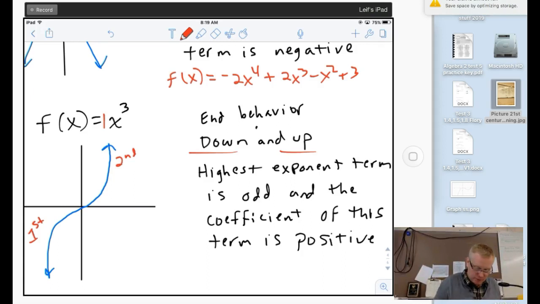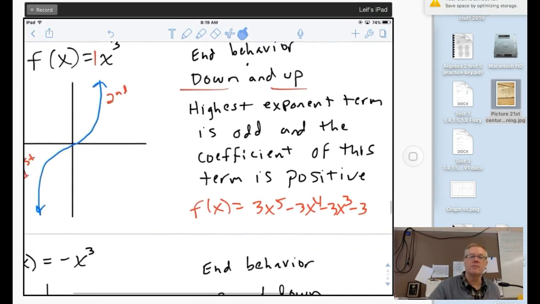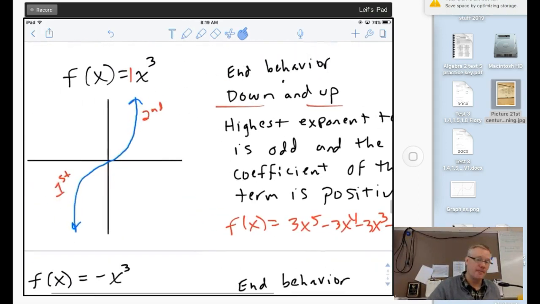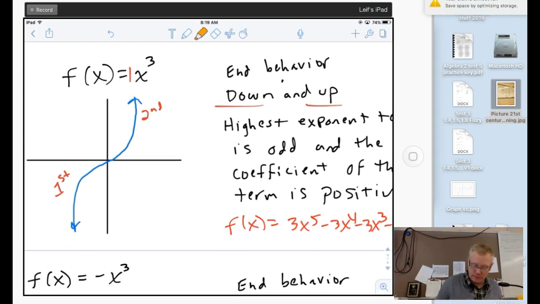So an example, and this will be true for anything that's got an odd exponent and a positive coefficient on it, would be, for example, f of x equals 3x to the fifth minus 3x to the fourth minus 3x to the third minus 3. It doesn't matter what else is there as long as there's no exponent bigger than 5. This term right in the front here is the only thing that matters that we're focusing on, because that's going to determine how the ends of the graph go.